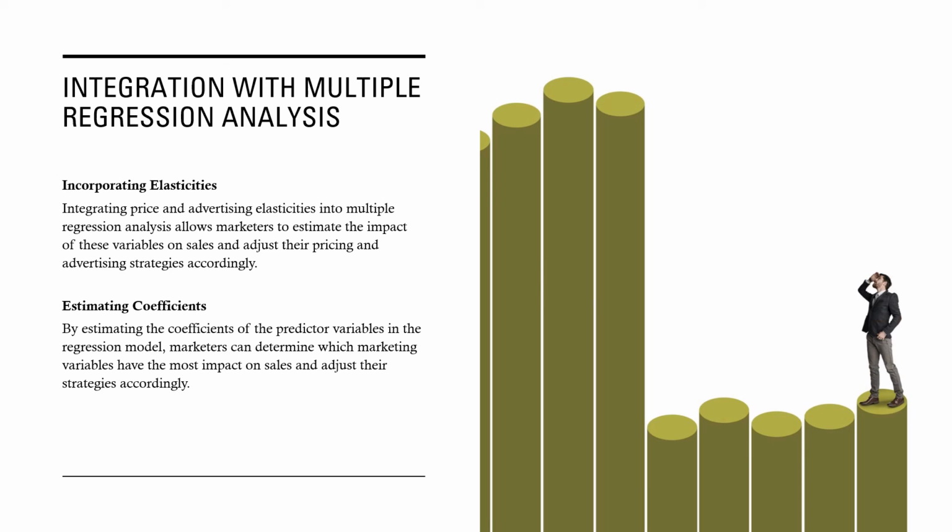Integrating price and advertising elasticity models with multiple regression analysis involves incorporating the elasticities into the regression model and estimating the coefficients of the predictor variables. It allows marketers to analyze the impact of multiple marketing variables on sales and make informed decisions about pricing and advertising strategies.